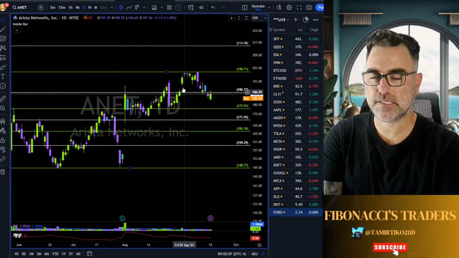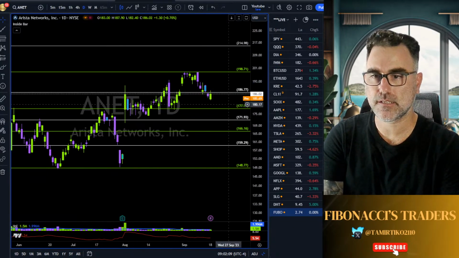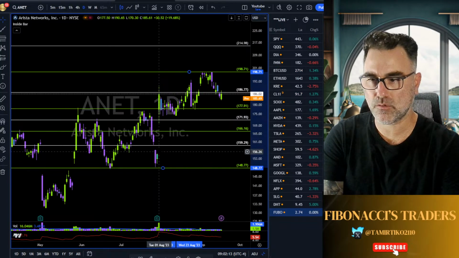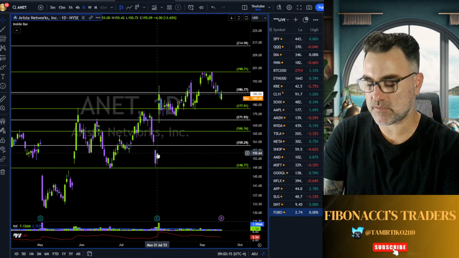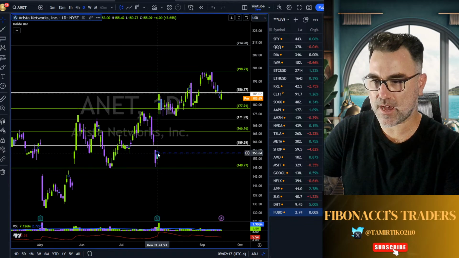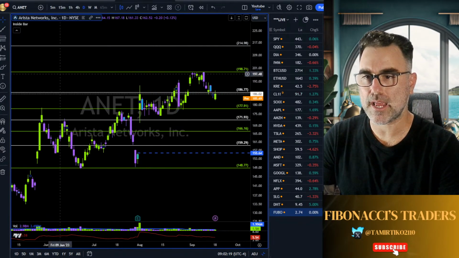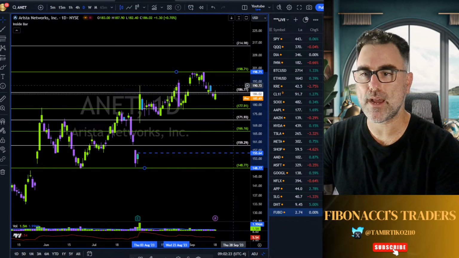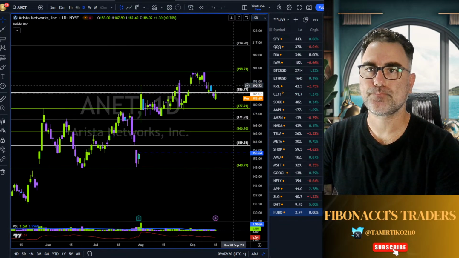Annette, 186. Resistance. Now, once again, resistance. 177.90 needs to hold. Otherwise, look at this major gap to the downside at the 155. If you're looking to go long on Annette, in my opinion, weekly close only above 190.